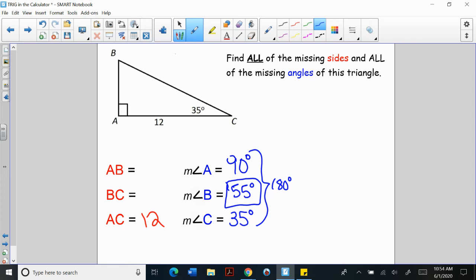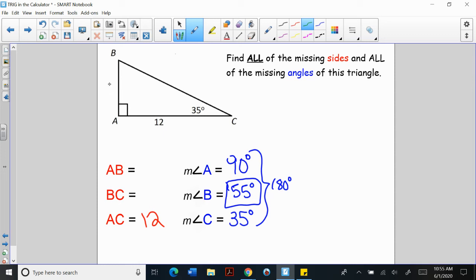Now the hard part for this is finding the other side lengths because I can't use the Pythagorean theorem to do that. That was my old knowledge from middle school, right? Pythagorean theorem. Okay, I can't do that anymore. So instead, I'm going to have to pick a side and set up a trigonometric equation to solve for the other two missing sides. Now, my favorite trig ratio, don't tell anyone because they'll get jealous, is tangent.